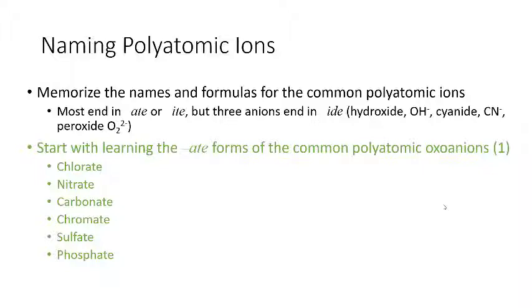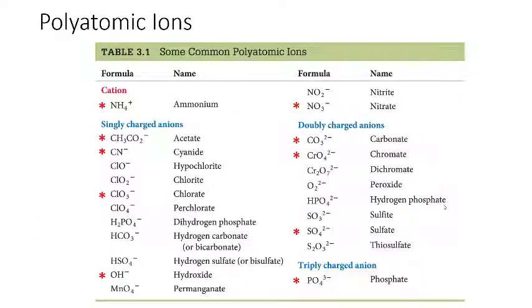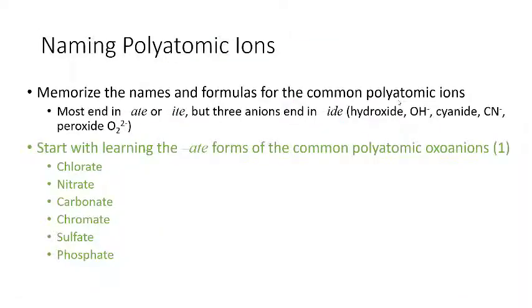For naming polyatomic ions, if we look back at the list, you can see there are several types of ions that look very similar to each other in name. For example, there is chlorate and chlorite, and their formulas look very similar to each other, but there's a slight difference. Another example is nitrate and nitrite. What's the relationship between all of these, and how do we memorize the names for these polyatomic ions? My suggestion is to memorize the names and formulas for the common polyatomic ions.